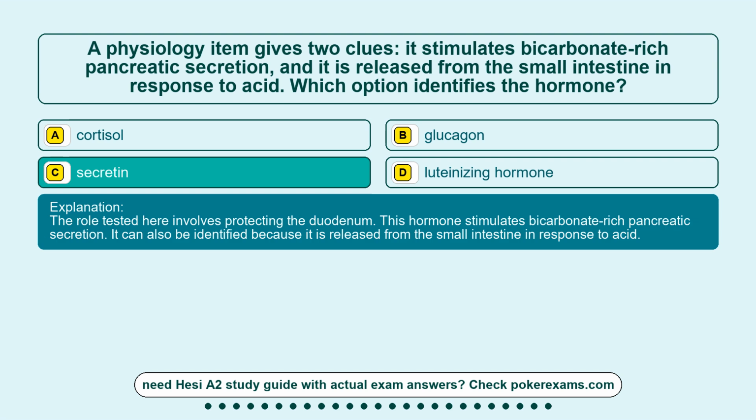The role tested here involves protecting the duodenum. This hormone stimulates bicarbonate-rich pancreatic secretion. It can also be identified because it is released from the small intestine in response to acid.